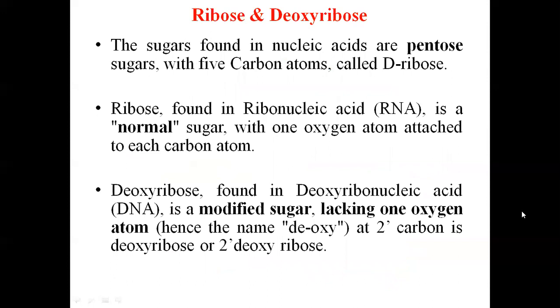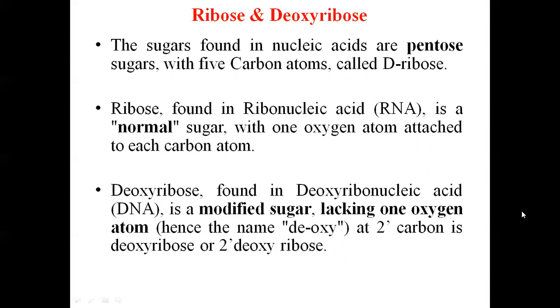And nucleotides have a base and sugar. So the sugar found in nucleic acids is pentose. It's a 5-carbon sugar, and the sugar is ribose, D-ribose, dextroribose. Ribose is found in ribonucleic acid. It's a normal sugar with 1 oxygen atom attached to each carbon atom.